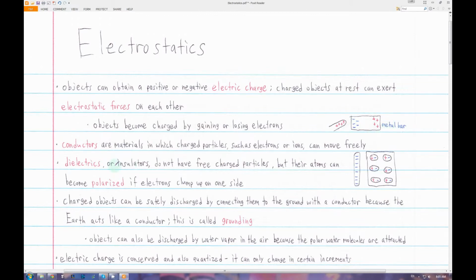And insulators, which we call dielectrics, do not have free charged particles. However, their atoms can become polarized, which means the electrons in the atoms clump up on one side. So here we have a dielectric. Each of these circles represents an atom. And we have a negatively charged stick over here.